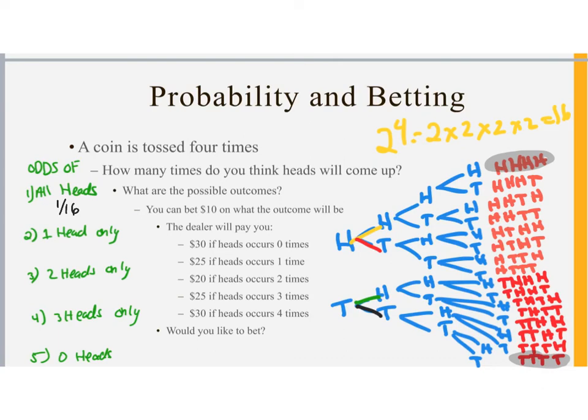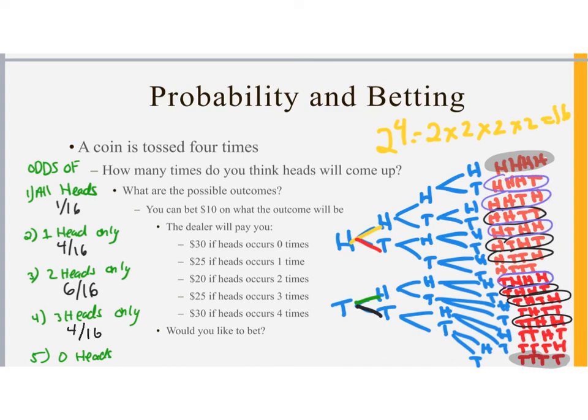Now let's find how many different ways we can get just one head in 4 tosses. I see 4 different outcomes that give me 1 heads and 3 tails. So the odds of getting heads just once is 4 out of 16. Now let's look at how many different ways we can land on heads exactly twice. I see 6 out of 16 different ways to land on heads exactly twice. Now let's look at how many ways we can land on heads exactly 3 times. This time I mark them in purple and I see 4 out of 16 possibilities where we get exactly 3 heads. And finally, let's look at how many of these possibilities give us heads 0 times. Well, there's only 1 time that occurs, and that's when we get all tails. So that's 1 out of 16 times.